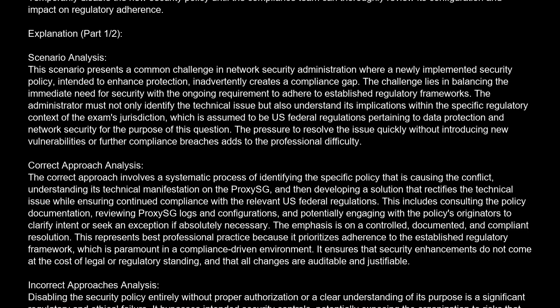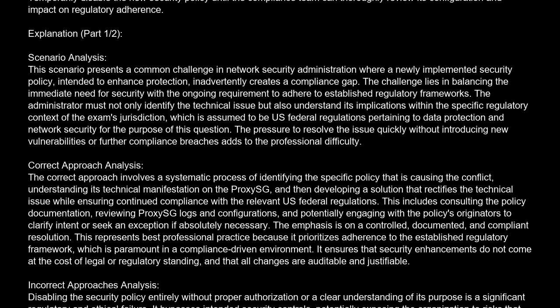Federal regulations. This includes consulting the policy documentation, reviewing ProxySG logs and configuration, and potentially engaging with the policy's originators to clarify intent or seek an exception if absolutely necessary. The emphasis is on a controlled, documented, and compliant resolution.